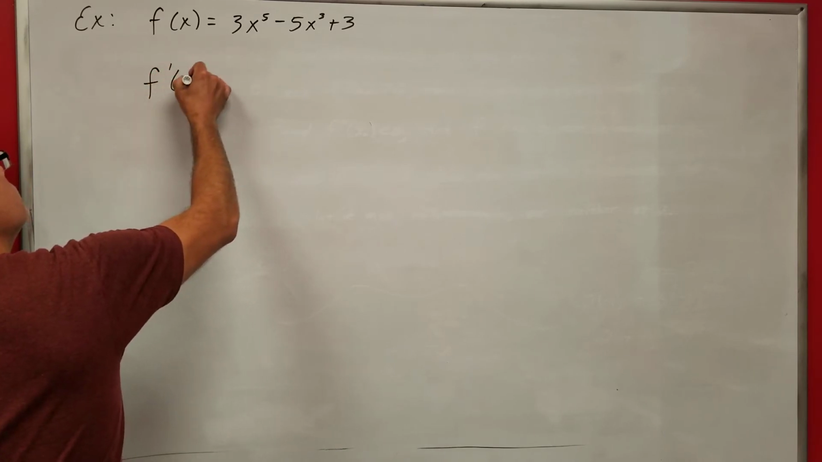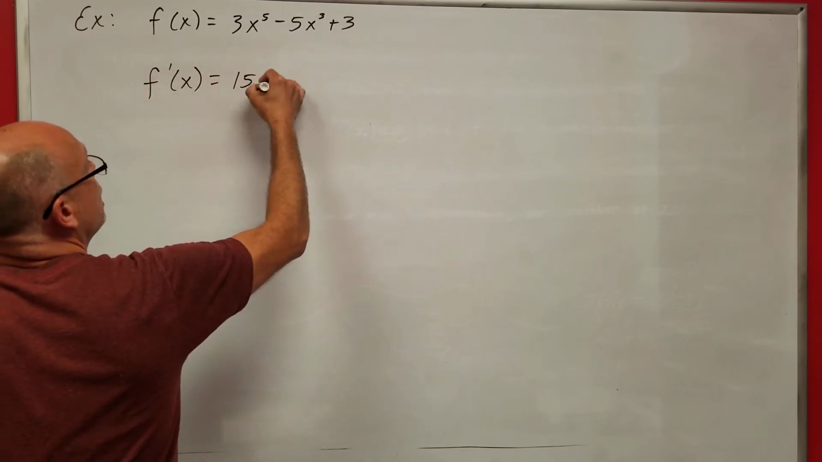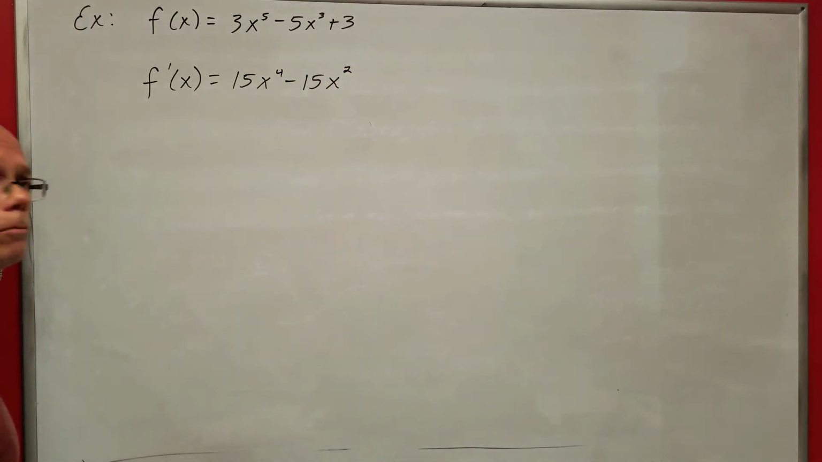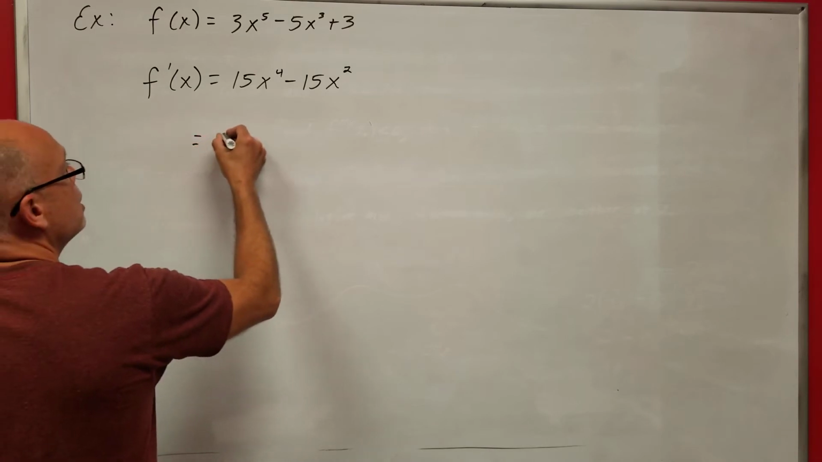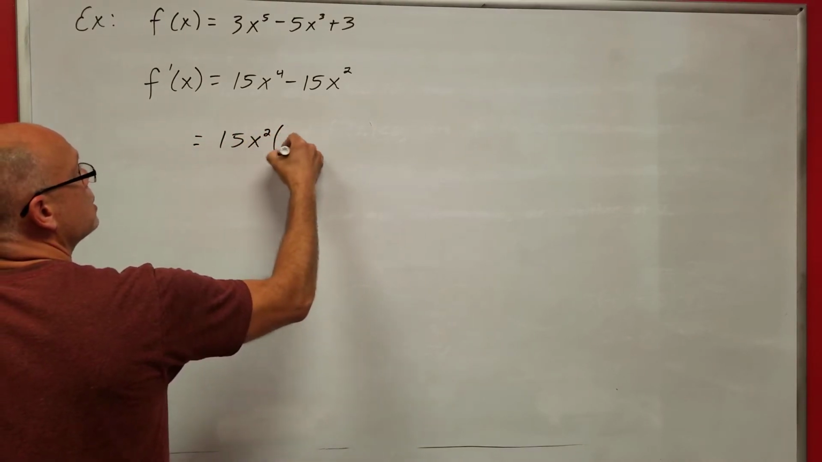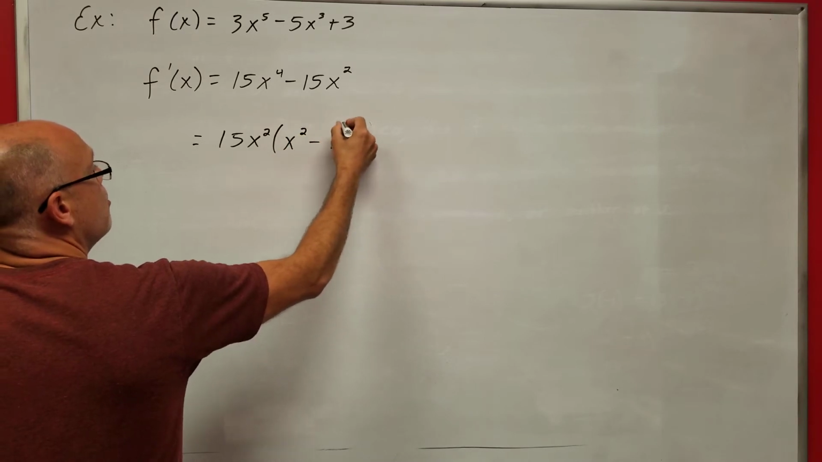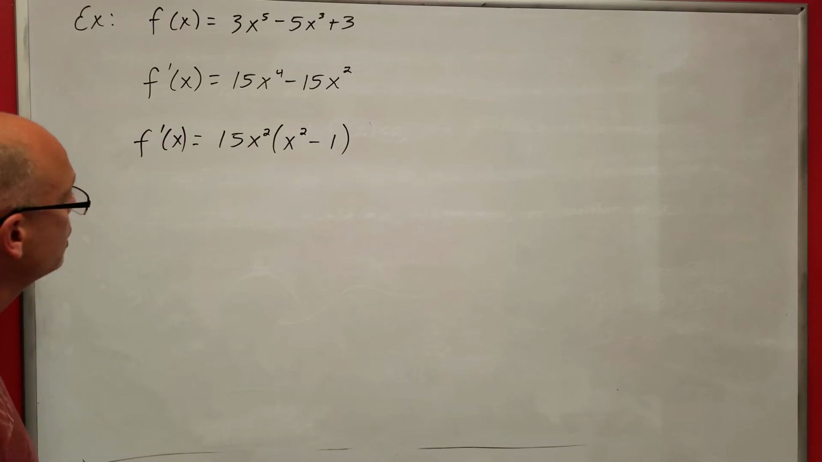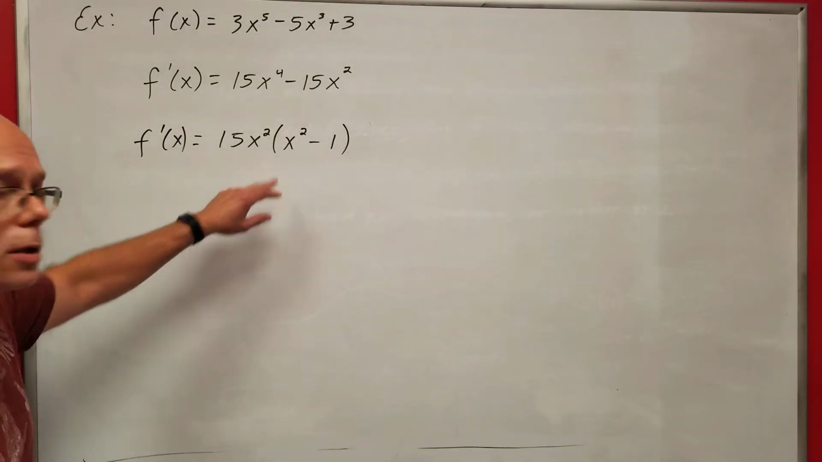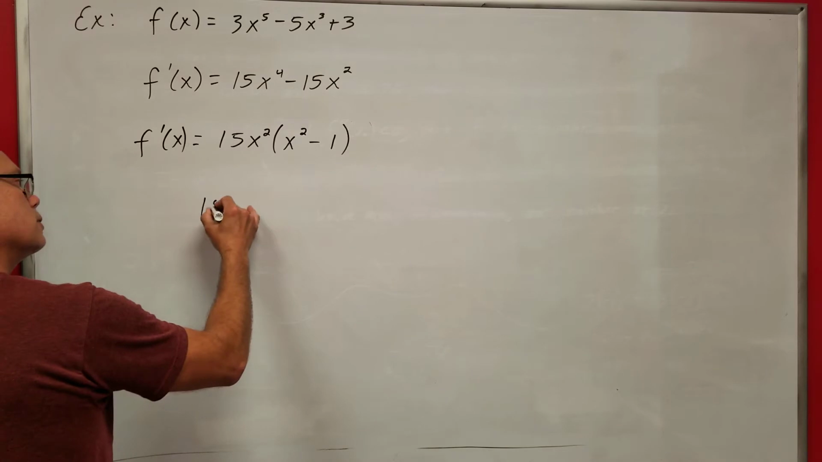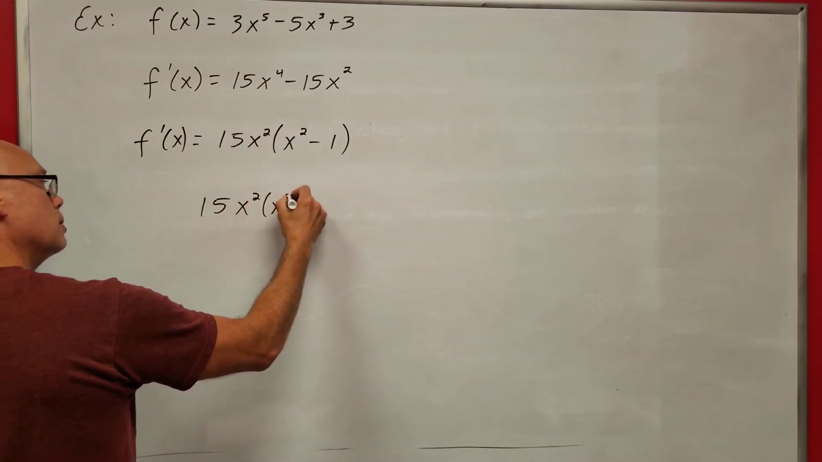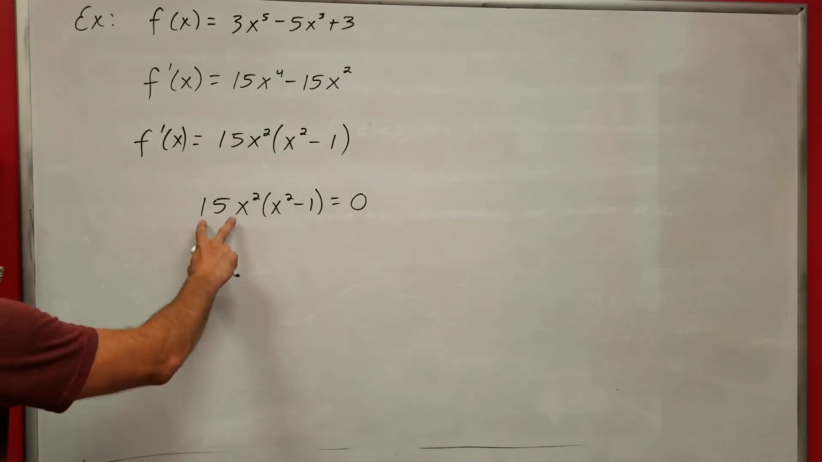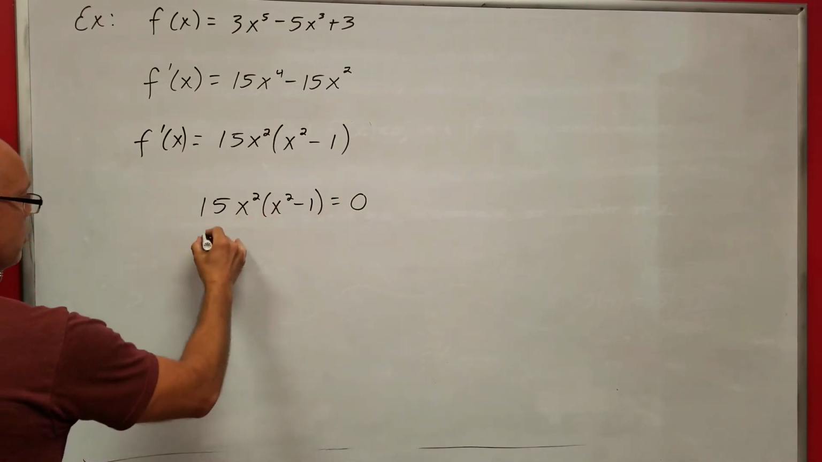So my first derivative will be 15x to the fourth minus 15x squared. Well, let's factor this. I can take a 15x squared out, and I'm left with x squared minus 1. That's my first derivative. So let's find the zeros of this first derivative. We're going to take this first derivative and set it equal to 0. Now I'll take each one of these factors and set them equal to 0.